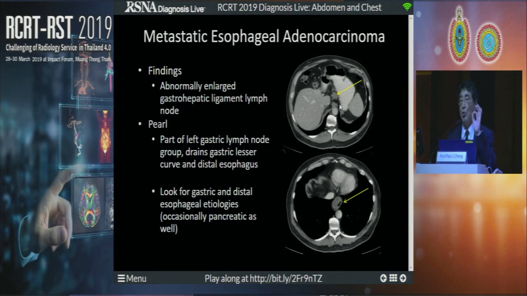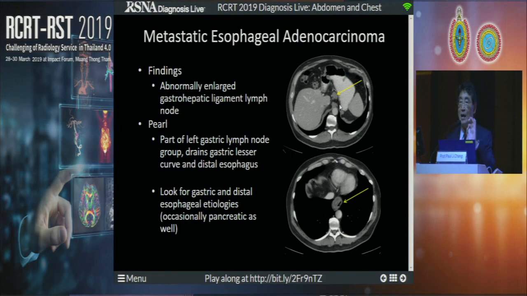I'm going to give you a pearl that GI radiologists have known forever, and that is for some reason, in the gastrohepatic ligament, you should never see any nodes. I don't care how small. A 4-millimeter node in the gastrohepatic ligament is abnormal. Now, it doesn't mean it's cancer, right? You could have cirrhosis, you could have chronic liver disease, you could have, you know, whatever. Doesn't mean it's cancer, but next time you go to work in your practice, look at the gastrohepatic ligament. You won't see lymph nodes there.